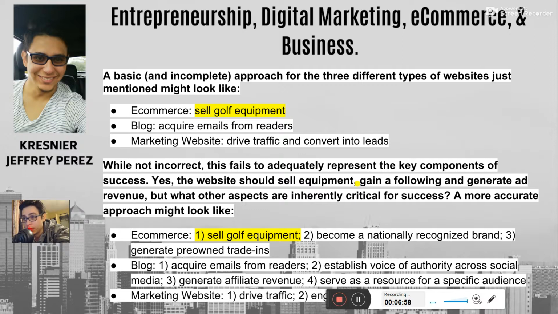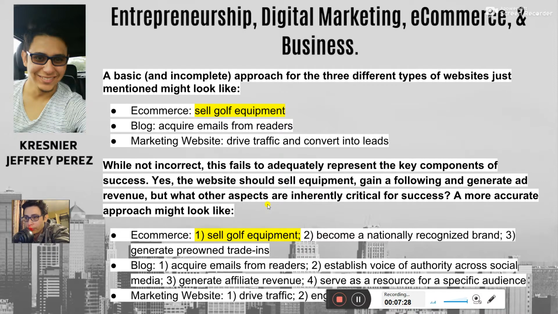So some other examples here: blog to acquire email opt-ins from readers. A marketing website might want to drive traffic and convert visitors into leads. So they're collecting leads. So while not incorrect, this fails to adequately represent the key components of success. Yes, the website should sell equipment, gain a following, and generate ad revenue. But what other aspects are inherently critical for success?